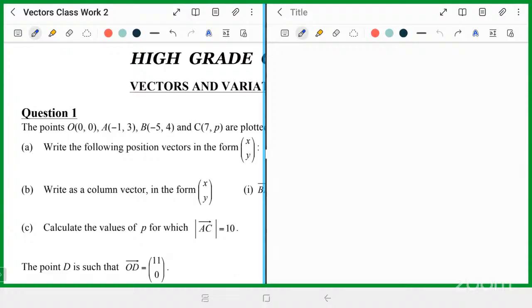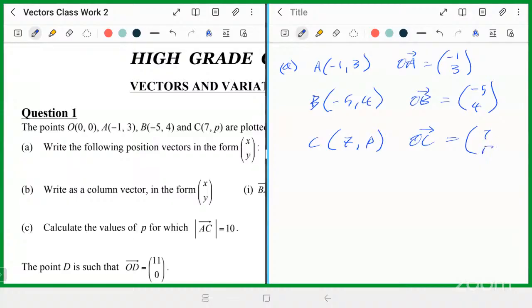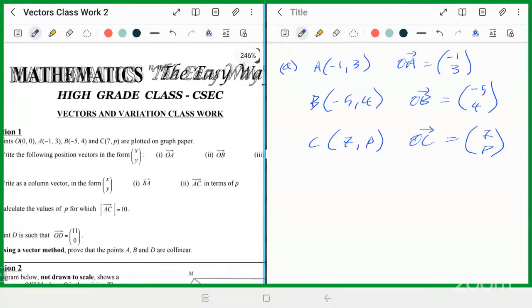So for part 1, A is the point (-1, 3), and so the position vector OA has the same values, (-1, 3), no calculation needed. B is the point (-5, 4), and so the position vector OB has the same values, (-5, 4), in the column vector format. C is the point (7, P), and so OC, the position vector of C, is (7, P) in that format. And that answers part A, the position vectors of A, B, and C.